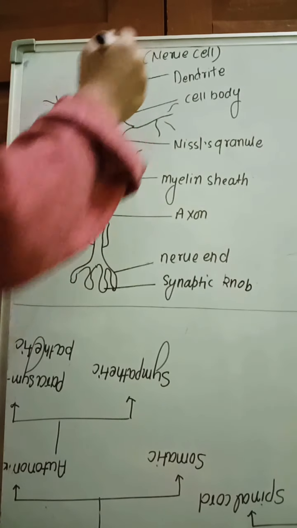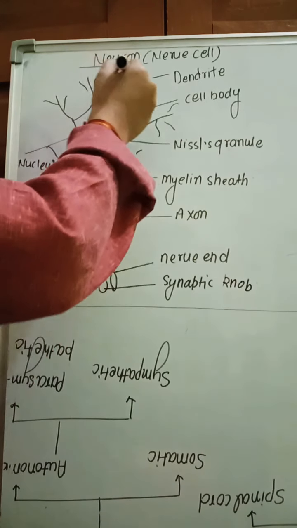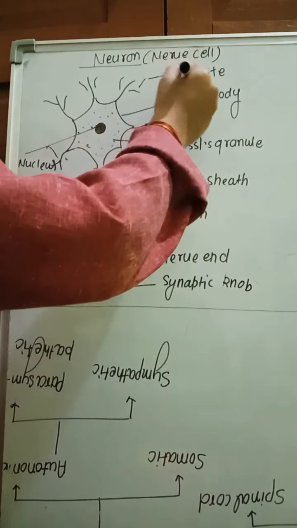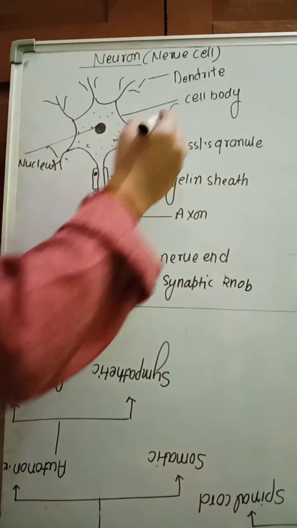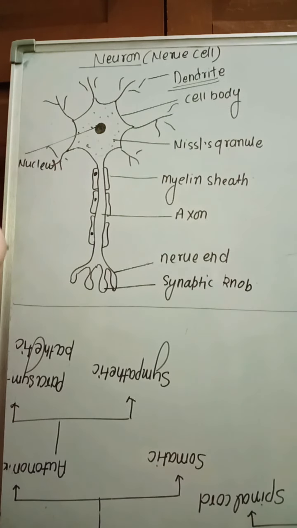Today we discuss the structure of the neuron, or nerve cell. In the brain there are interconnected nerve cells, or neurons, which help to transmit impulses, transmit the information from one neuron to the next neurons. A neuron contains dendrites. What are dendrites? A dendrite is a repeated branch-like structure.